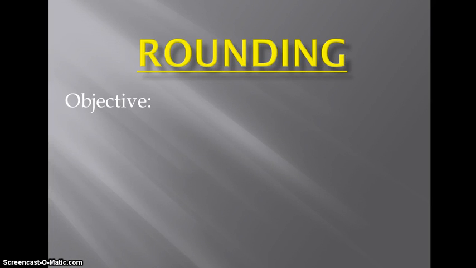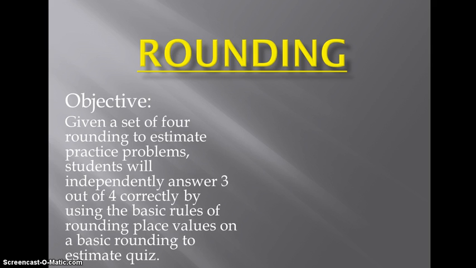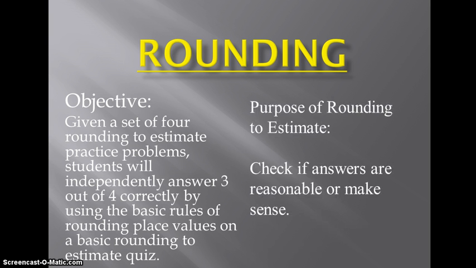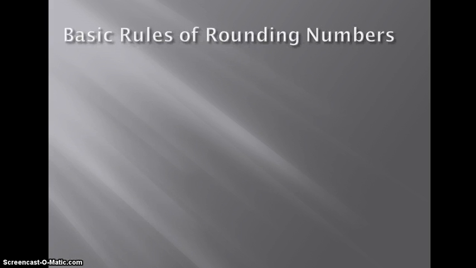Rounding. Objective. Given a set of 4 rounding to estimate practice problems, students will independently answer 3 out of 4 correctly by using the basic rules of rounding place values on a basic rounding to estimate quiz. The purpose of rounding to estimate is to check if your answers are reasonable or if they make sense. Basic rules of rounding numbers.